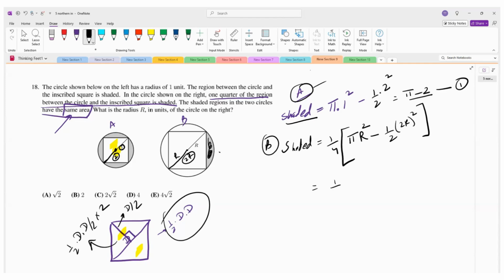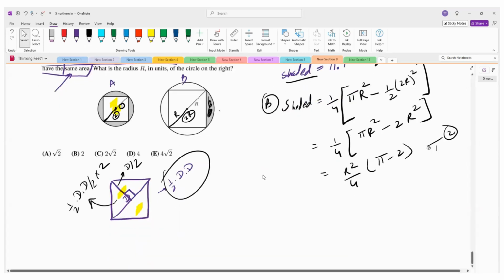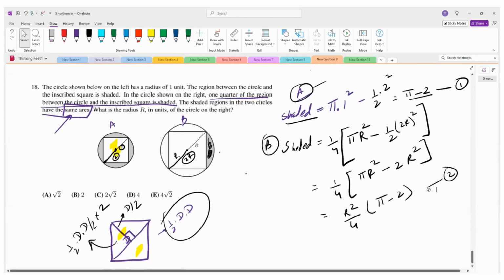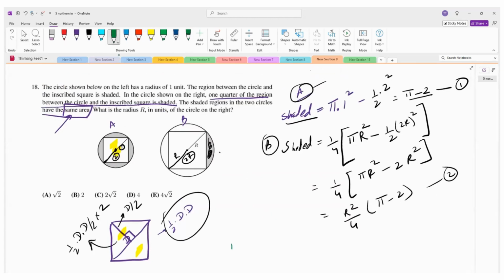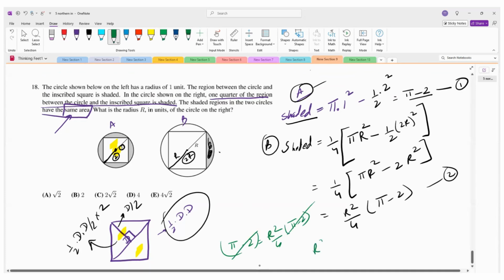So in this question, this becomes 1/4 times pi r squared minus 2r squared, right? Now I can factor out the r squared and I get r squared over 4 times pi minus 2. This is my expression 2. And the question tells us that both shaded areas are the same, right? So I equate the two. Pi minus 2 is equal to r squared over 4 times pi minus 2. Pi is not equal to 2, so you can cancel those and you get r squared equals 4, which gives you r equals 2, right?